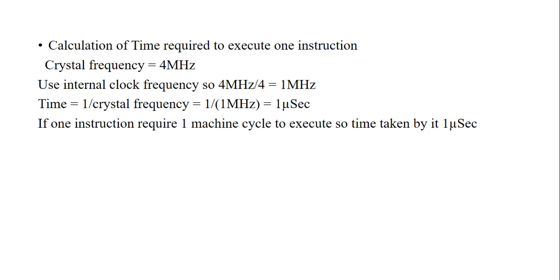Some instructions come with 2 bytes, for example bit addressable instructions like BTFSS. These require 2 machine cycles. Since one machine cycle is 1 microsecond, 2 machine cycles require 2 microseconds. If I choose 10 megahertz, then 10 megahertz divided by 4, how much will it be? You calculate, students. Thank you, students.